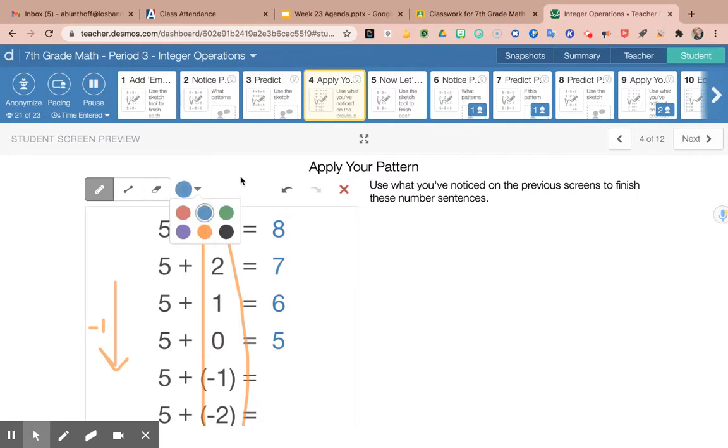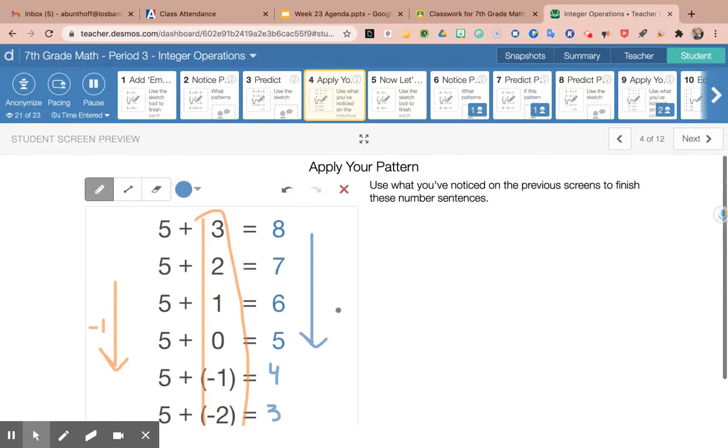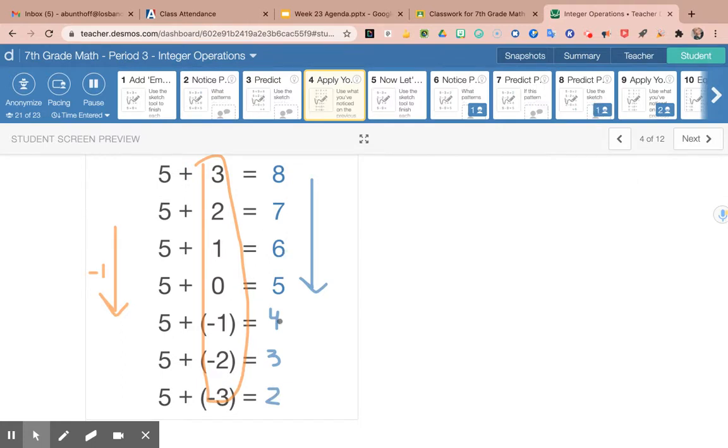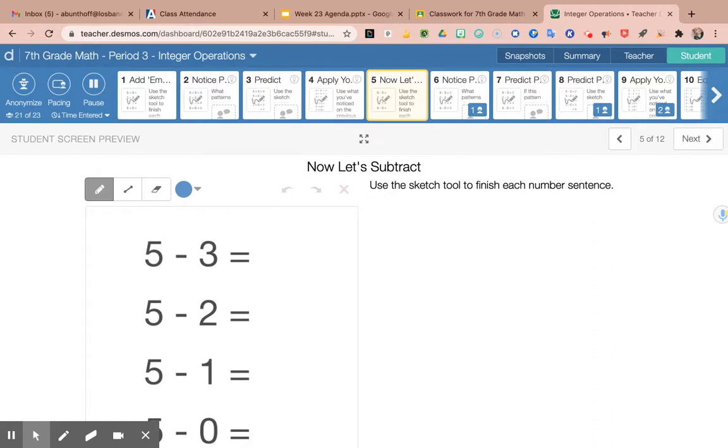And if the pattern continues, my answer is going down. So 8, 7, 6, 5, 4, 3, 2. So it's going down. And it makes sense because 5 plus -3, it's like I go right to the 5 and then back 3, it's like I'm at 2. So this makes sense. So 8, 7, 6, 5, 4, 3, 2. That's it for slide 4.